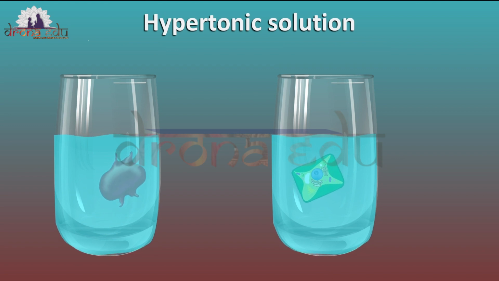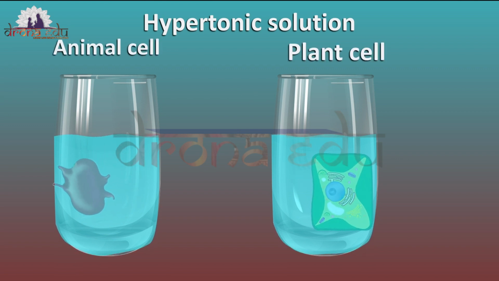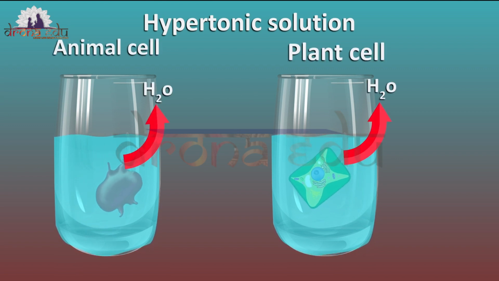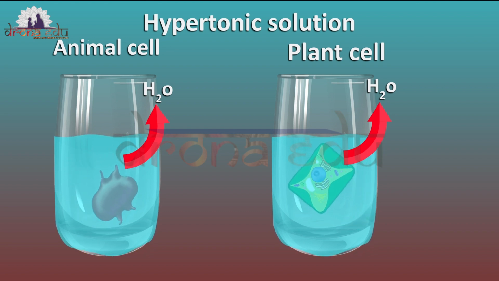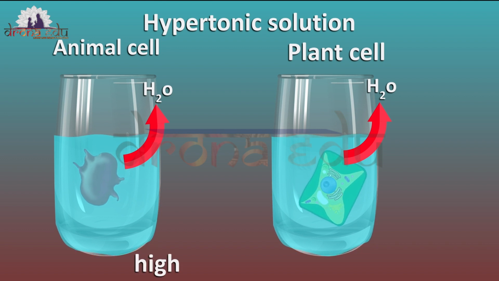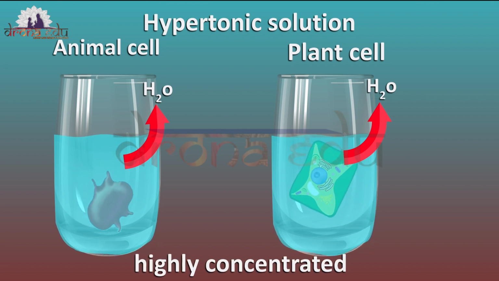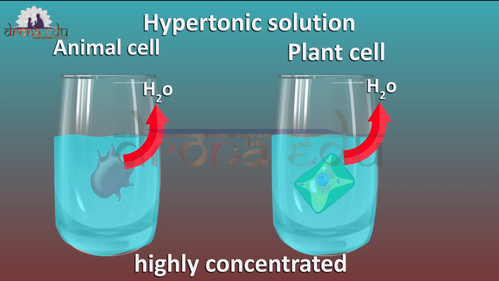Hypertonic solution. If the medium surrounding the cell has a lower water concentration than inside the cell, that is, if the solution is highly concentrated, then the cell will lose water through osmosis. Such concentrated solution is called hypertonic solution.